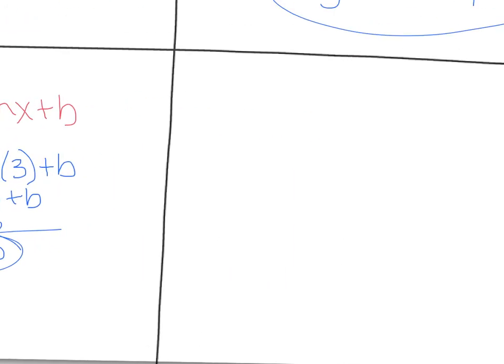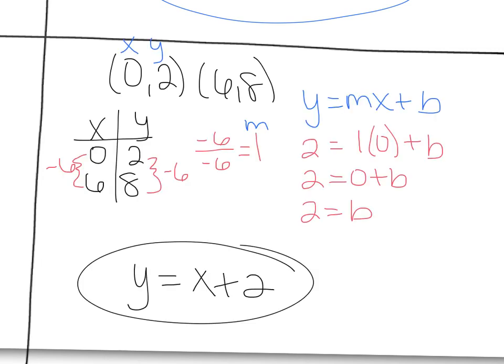Okay, I want you to try this last one on your own. Write the equation of the line that passes through the points 0, 2, 6, comma 8. Alright, you should have got y equals x plus 2.